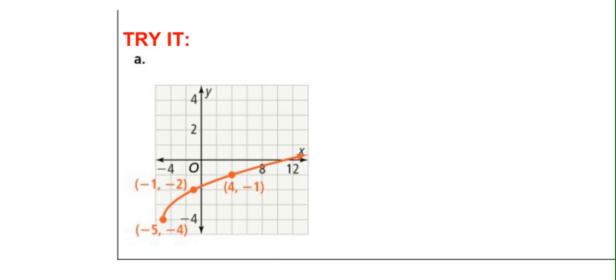So now for this one, I want you to try it, and then I'll show you the solution. So pause this, try this on your own, and then I'll show you the solution in a little bit.